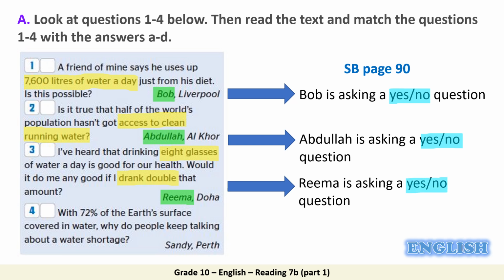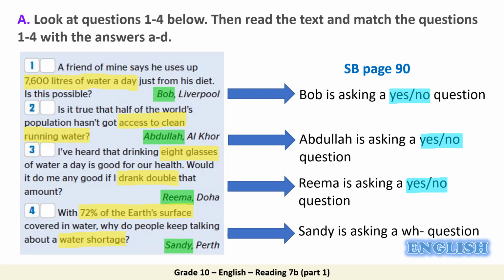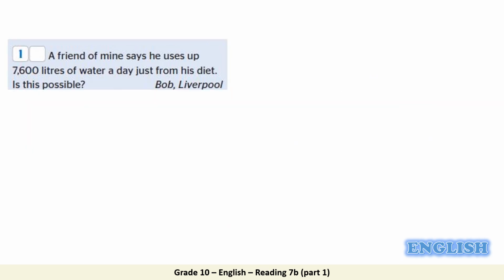And finally, number 4, with 72% of the Earth's surface covered in water, why do people keep talking about the water shortage? Okay, so we have a water shortage. That's a question sent by Sandy from Perth. And Sandy is asking WH questions, so we need to provide information, not only a yes or no answer like the other ones. Okay, let's get started. So let's start with number 1. In which text are you going to find the answer to this question? Pause the video and try to guess, and then you are going to answer the question, is this possible?